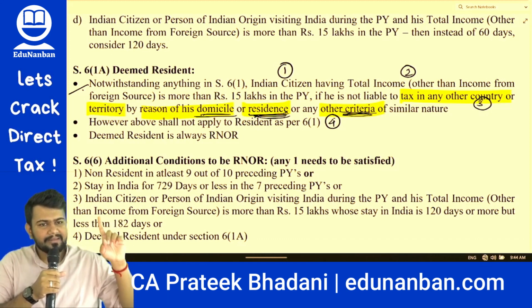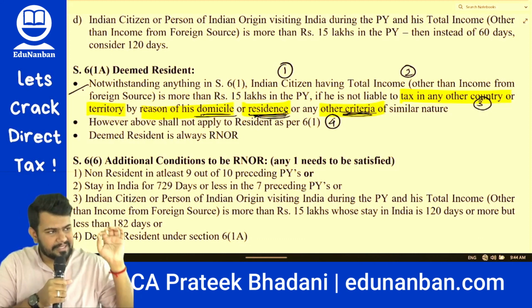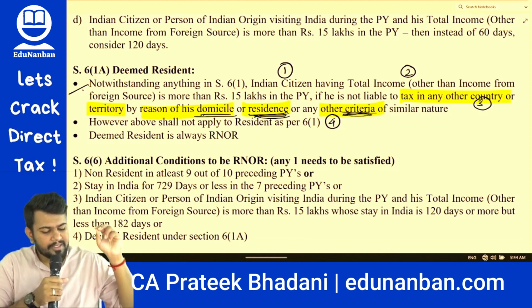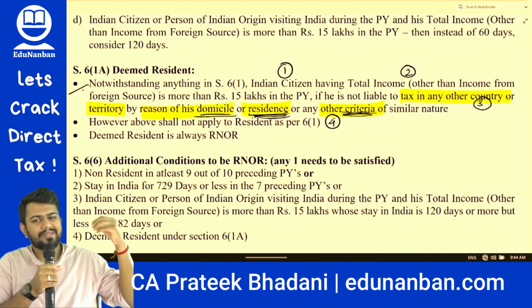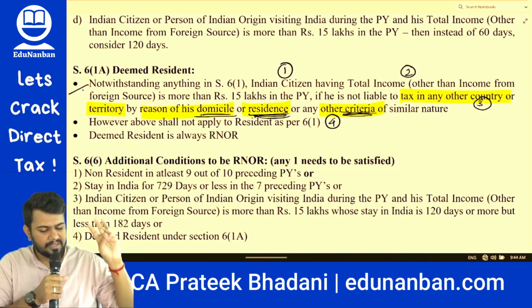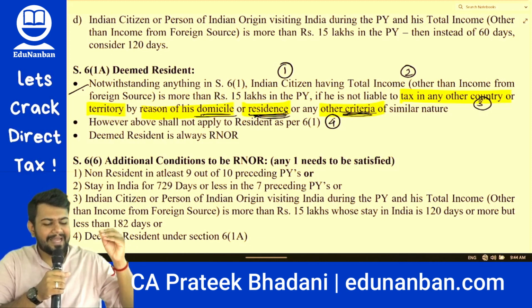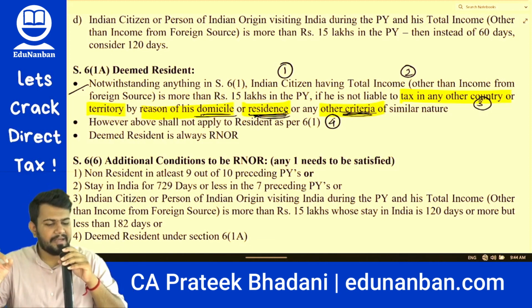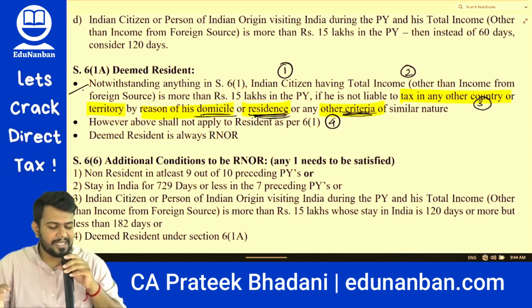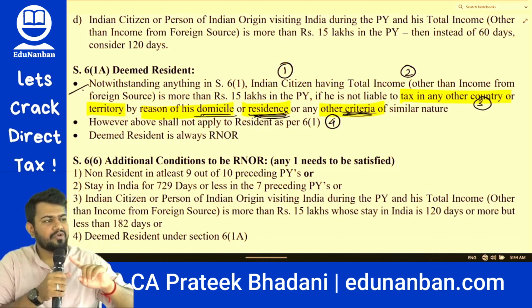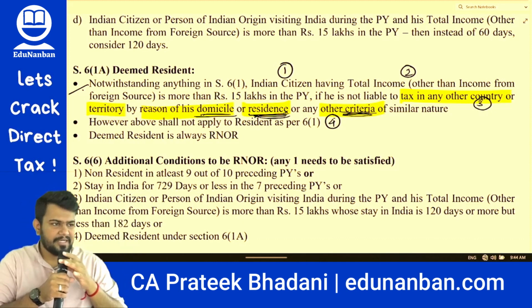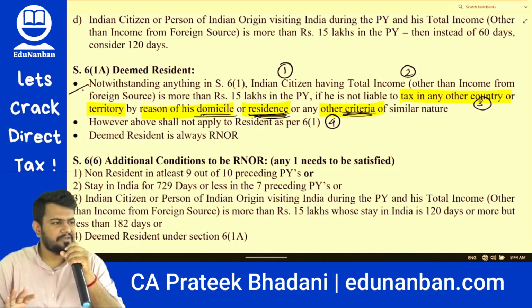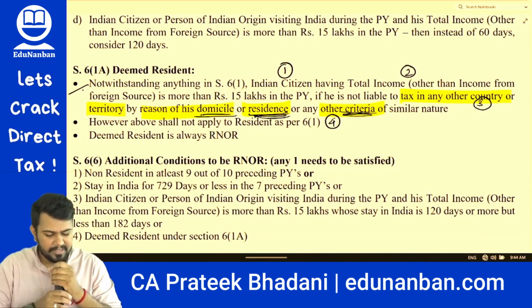Number 1, the assessee should be an Indian citizen. Number 2, the total income other than income from foreign source should be more than 15 lakhs. Number 3, he should not be liable to tax in any other country because of his domicile or residence or any other reason. And number 4, he should not be a resident as per 6(1). So if all these 4 conditions are satisfied, such individual will be called deemed resident.